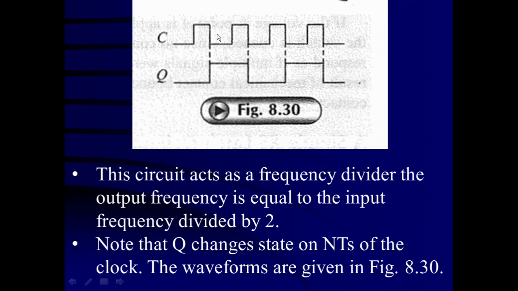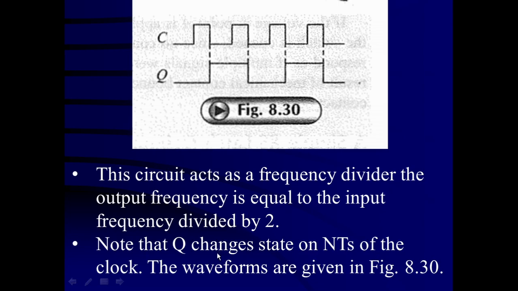Now you can see the period of the output waveform, from here to here, that is T by 2, and from here to here when it is low. So the summation of the output waveform timing is nothing but one clock period plus a second clock period. That means the output pulse period is twice the period of the input clock waveform, and hence the frequency is divided by 2. This circuit acts as a frequency divider. The output frequency is equal to the input frequency divided by 2.